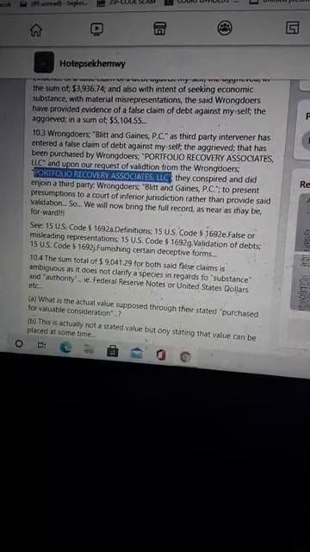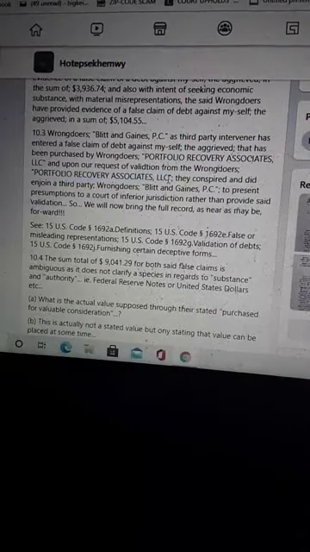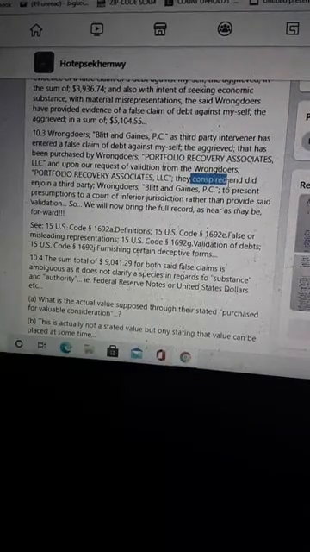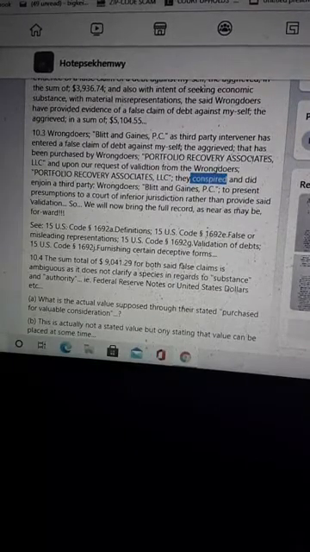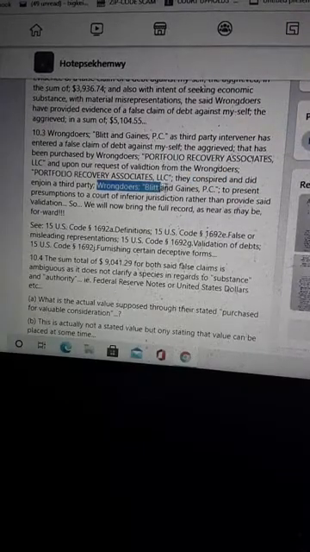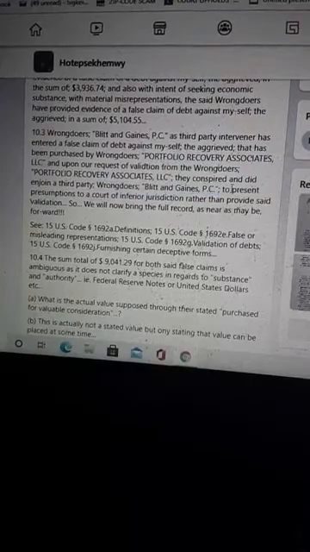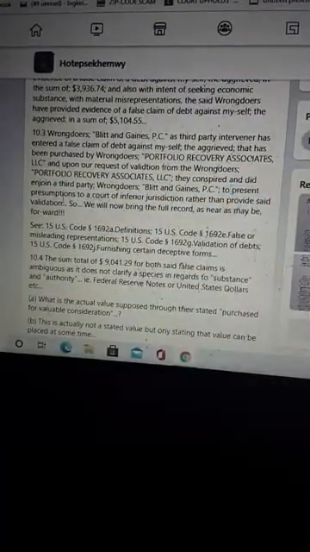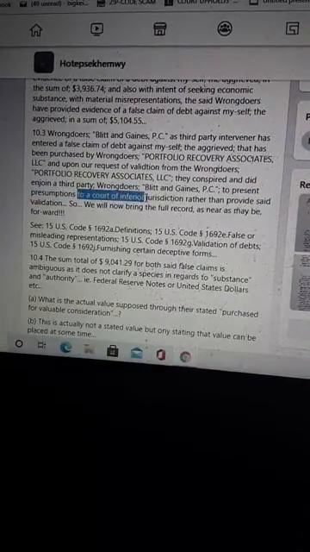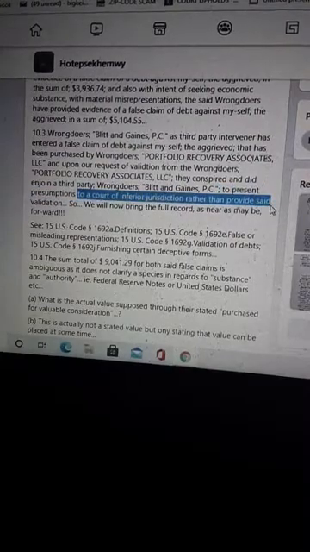We want to pay it off. We want validation of the debt so we can pay it off in full. They don't want to do that. They conspired in that private contract to bring that private validation into public and did enjoin a third party, wrongdoers Blitten Gaines, PC, to present presumptions to a court of inferior jurisdiction rather than provide said validation.